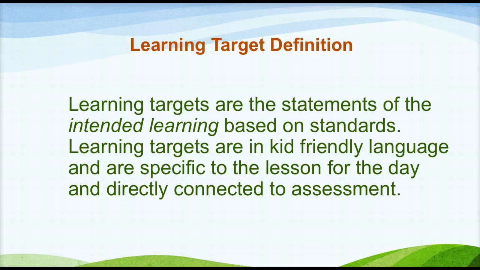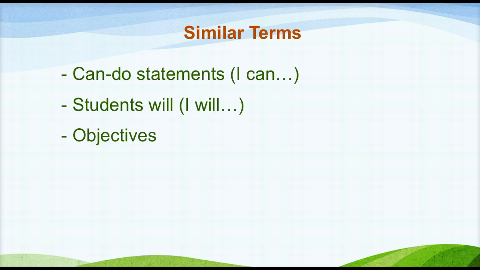So what is a learning target? Learning targets are the statements of the intended learning based on the standards. We definitely want to make sure that our learning targets are referencing our standards. We want to make sure that they are intended learning that is based on them. That's something we want our students to accomplish, and that they're closely connected to what the students are learning. Learning targets are usually in a child-friendly language, and they're specific to the lesson for the day and are directly connected to the assessment. Some of the similar terms that our colleagues use are can-do statements or I can statements, students will or I will statements, as well as we refer to them as objectives.